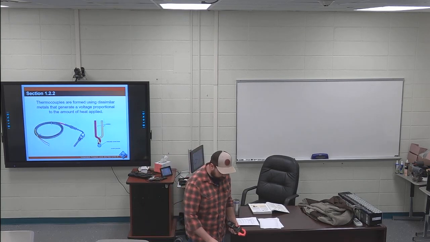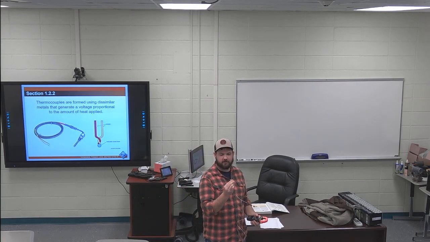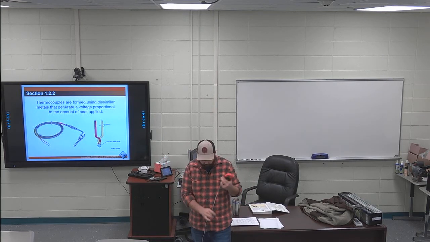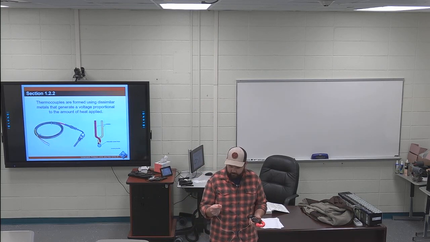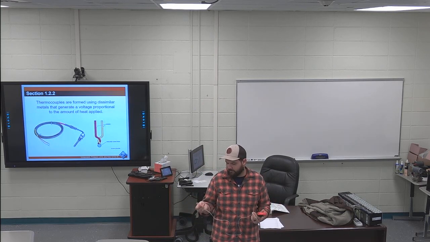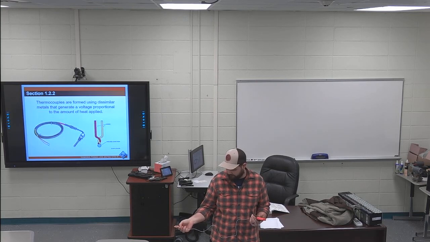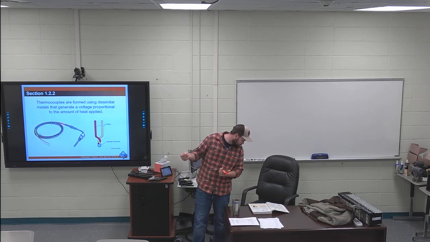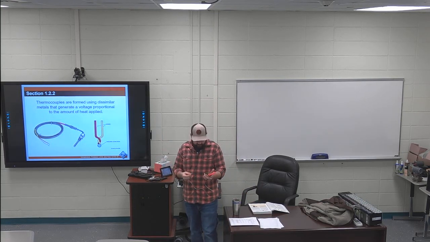I'm going to pass this around, and you're going to be able to see the picture that's on the board. You can see the ball on the end, that welded junction. Looking at the bottom of this, I can see this is a type K. So if I strip the cloth insulation off the side of this, I should see yellow and red inside of this.